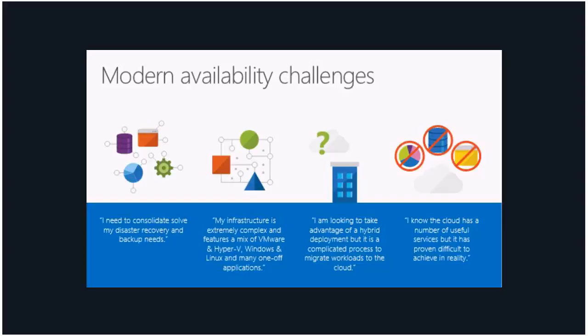But let's just start off in our conversation today around the challenges that we see in environments today in our modern availability needs. So some of the challenges that we have today can include things like having multiple disaster recovery and backup solutions within our environment, and these may not be interconnected or integrated together, and we want to consolidate these into a single operation or a single task to be able to handle multiple pieces within our environment.